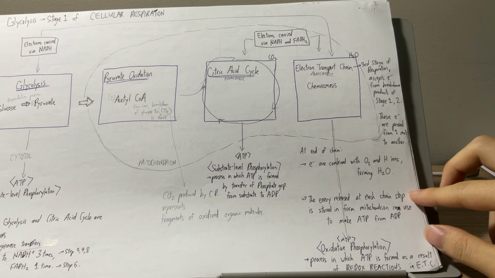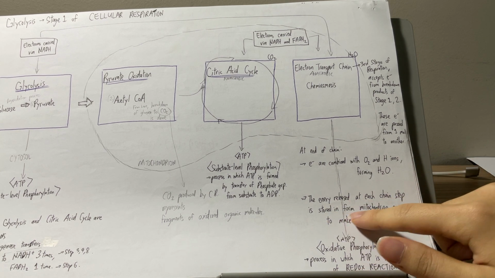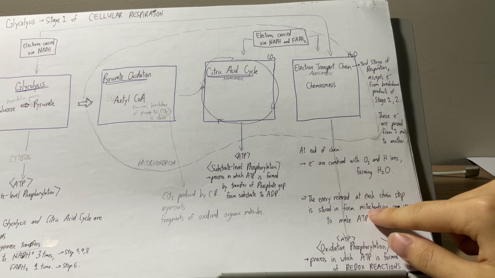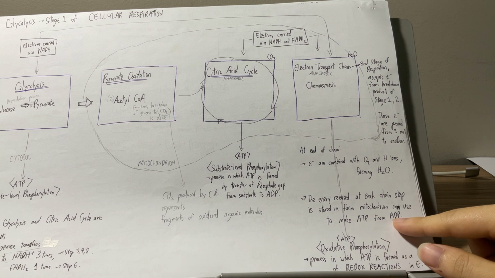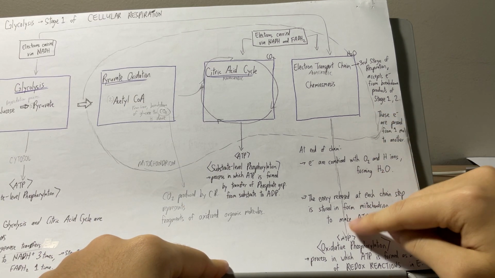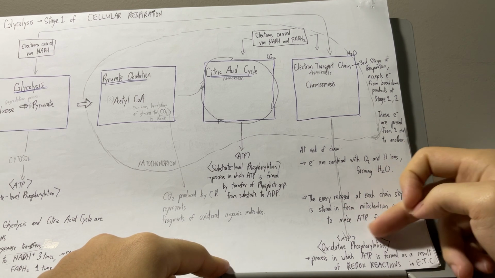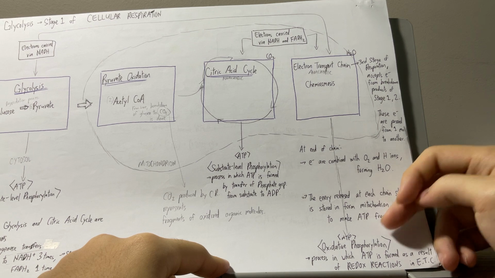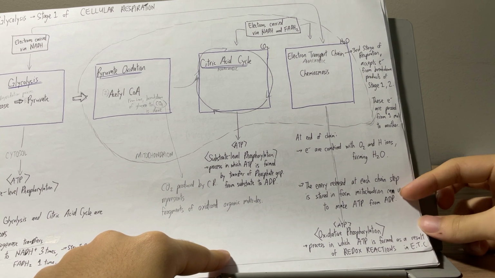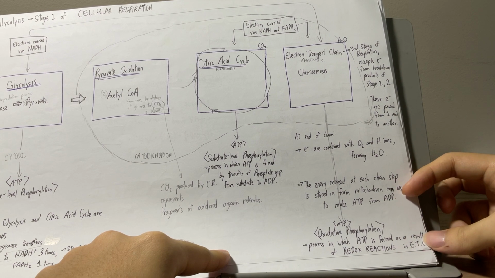So the energy released at each chain step is stored in a form that the mitochondrion can use to make ATP from ADP. So the ATP from here allows for oxidative phosphorylation. This is the process in which ATP is formed as a result of redox reactions in the electron transport chain, or ETC.